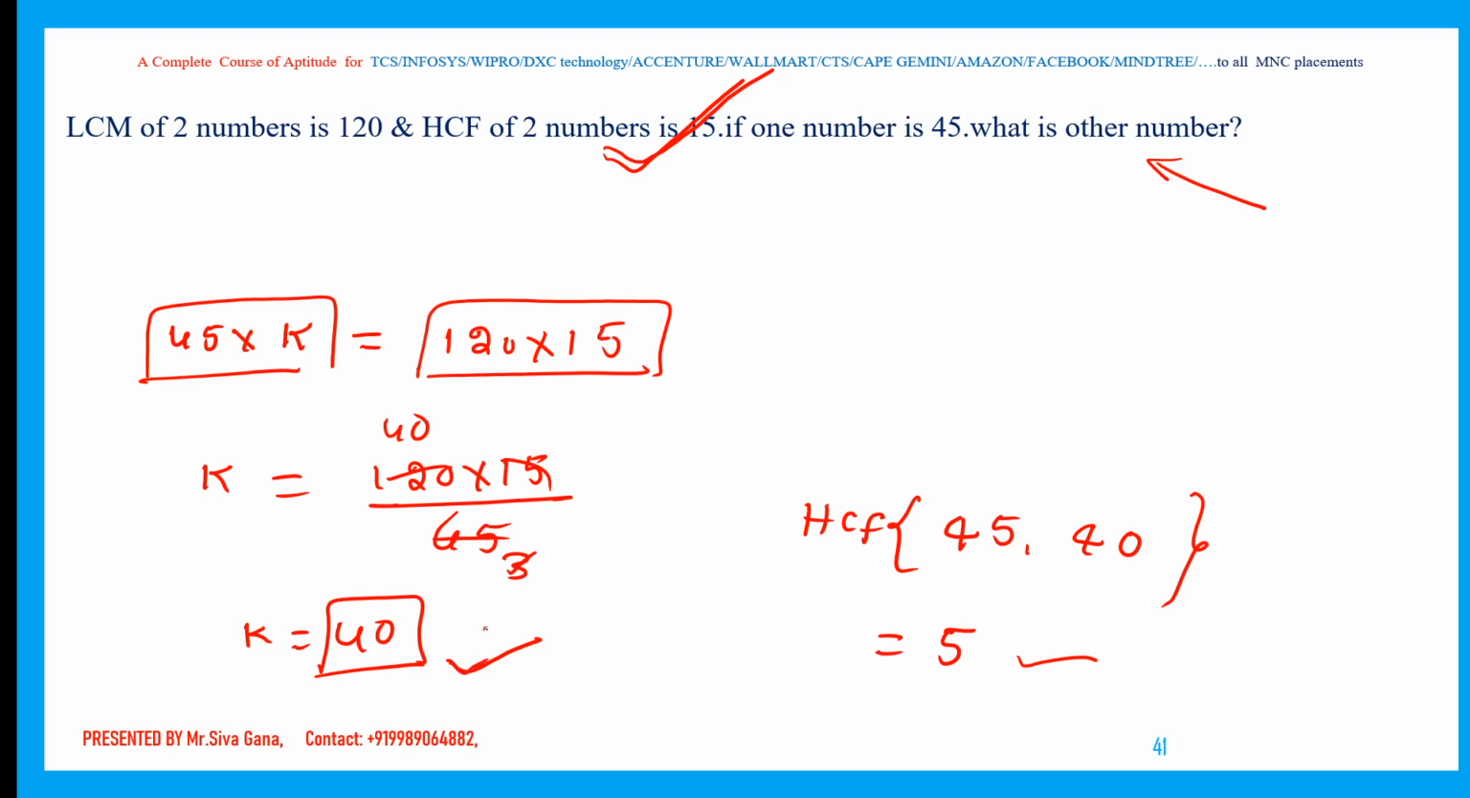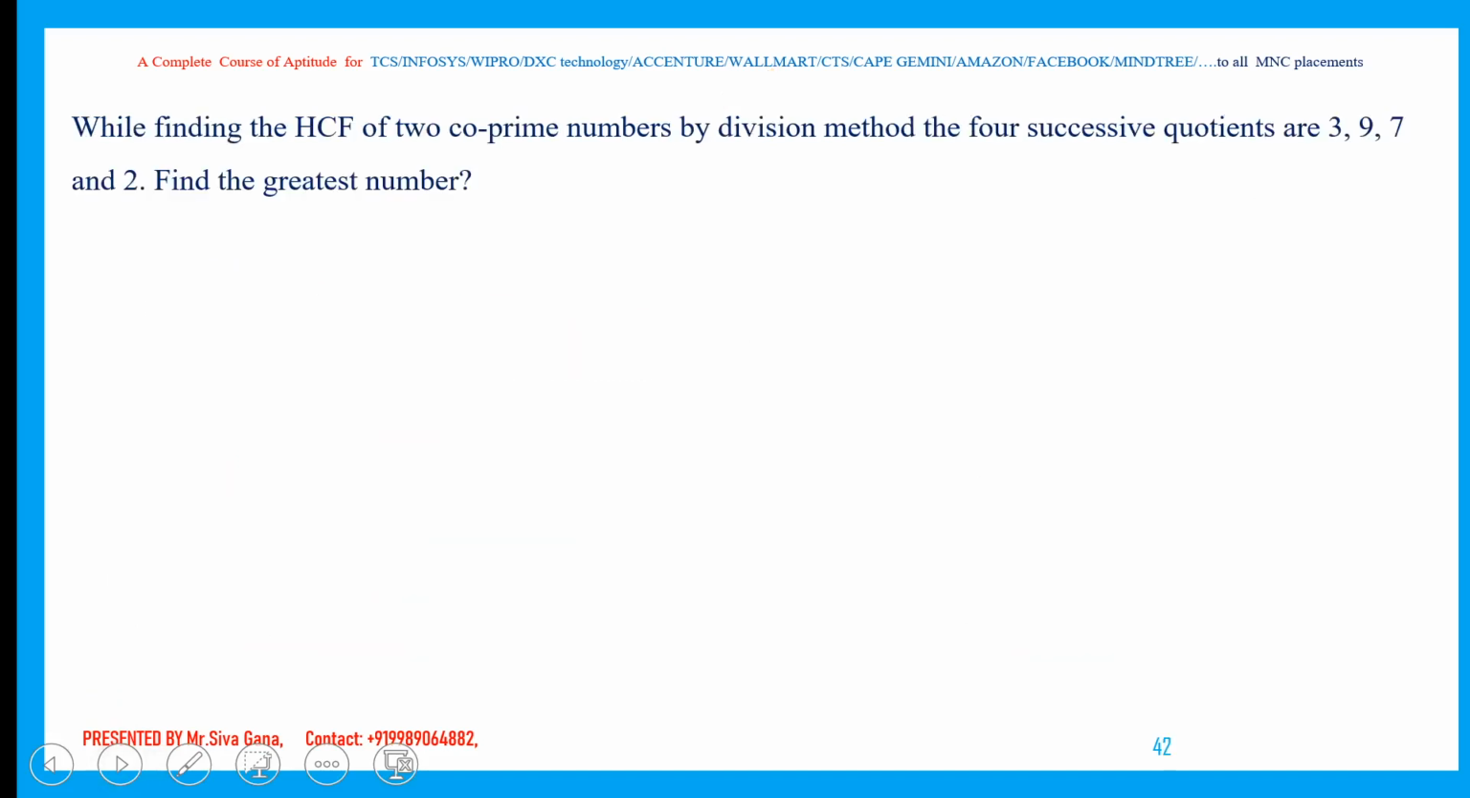It is not 40. Even though this property has been satisfied, we got the other number k as 40. But if we take the HCF of the other number and the given number, we got 5, but the given HCF is 15. Therefore, for the given data, there is no matching other number. Keep this in mind. Very good quality question.